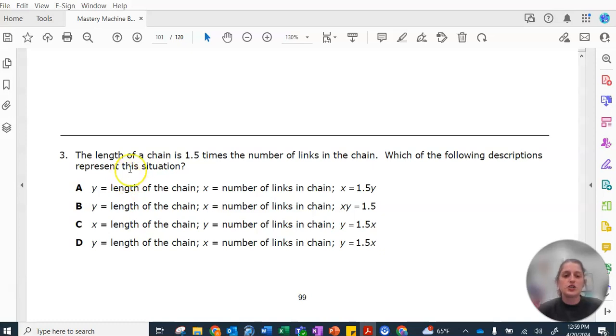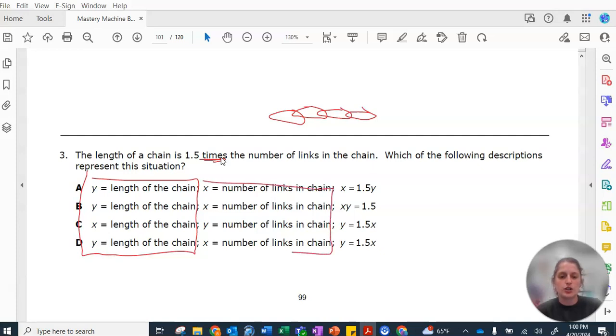Number 3, the length of a chain is 1.5 times the number of links in the chain. Links are these things that connect in the chain. Okay, which of the following descriptions represents the situation? All of these say the length of the chain. X is the number of links in the chain. Oh, wait a minute, no they don't. This says X and Y. Okay, so let's see. The length of the chain is 1.5 times the number of links.